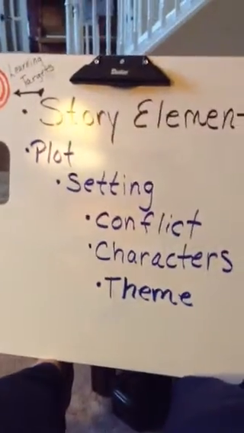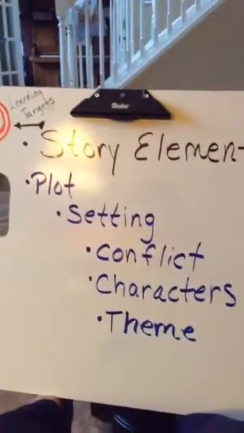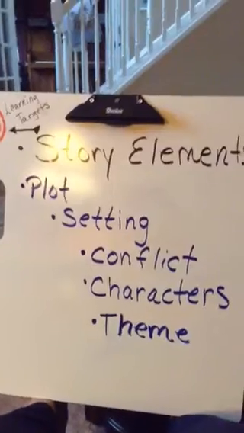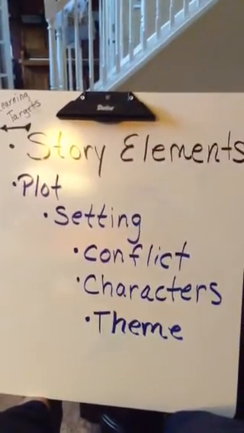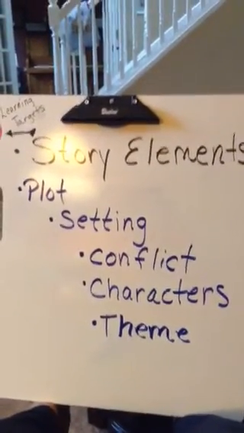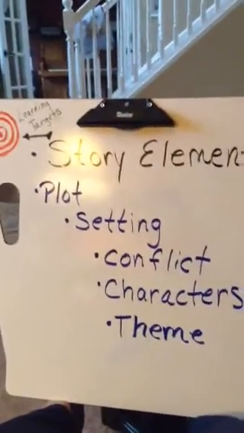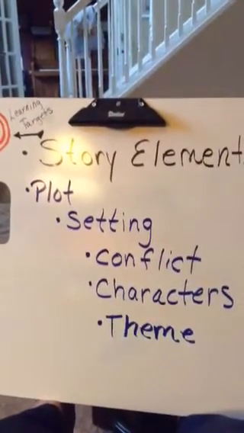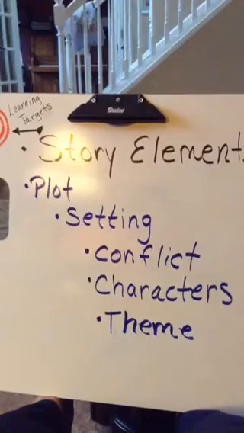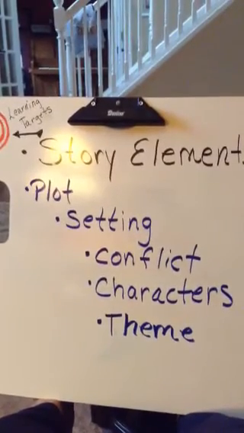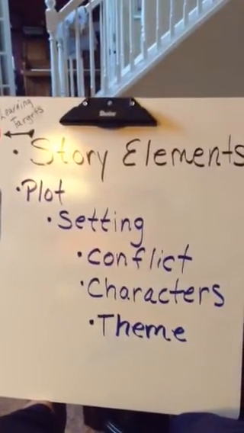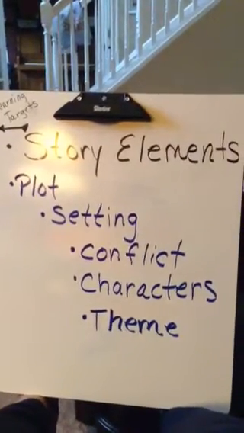Okay, I'm back with that closer look at story elements as promised. So again, our 5 story elements are plot, setting, conflict, characters, and theme. As we look at these 5 elements, some of these are going to require a little bit more explanation and more detail, so I'll break those down further for you in another slide. But let's first start with plot.